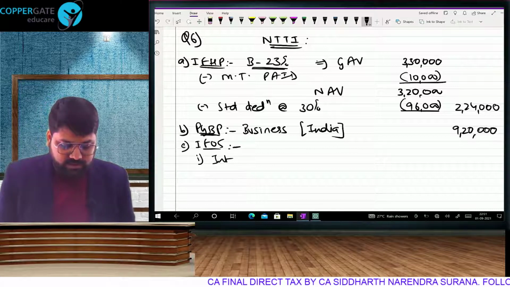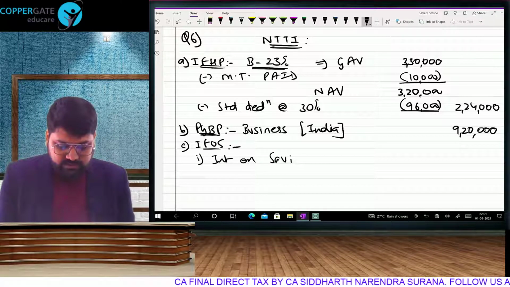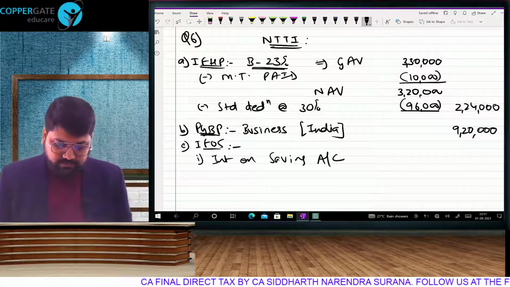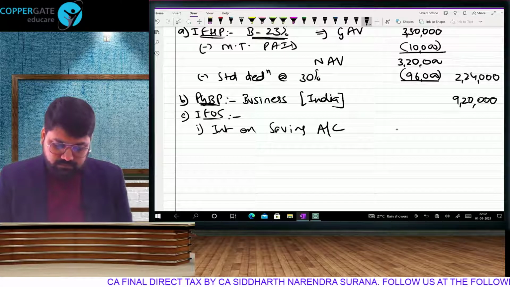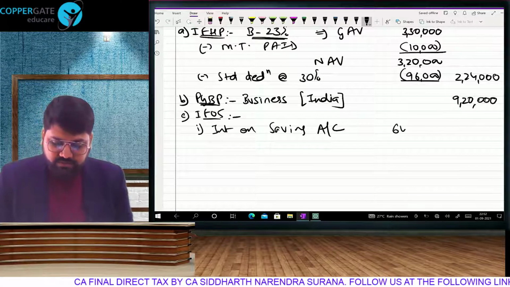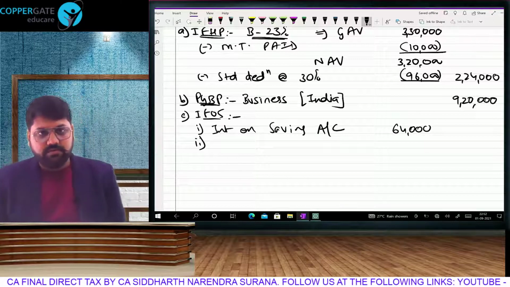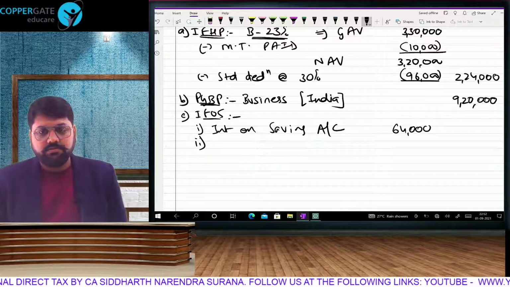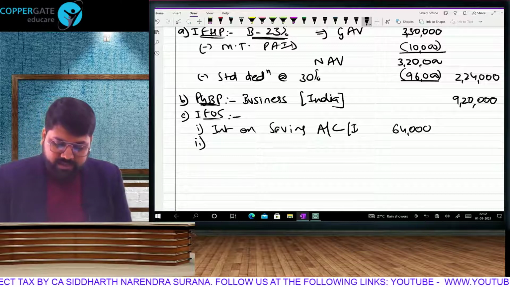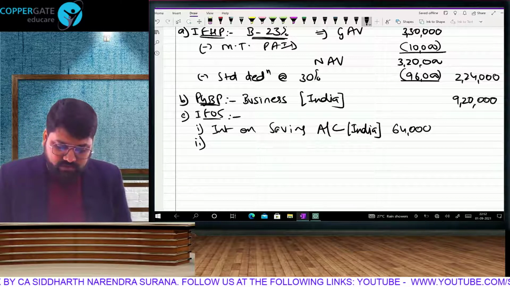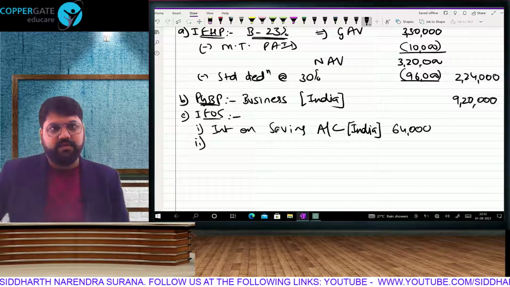Interest on saving account. Part of IFOS. Rupees 64,000. Next. Continue. Read all the incomes. Acha, by the way, for all the incomes, you should mention the country also so that you know whether to give relief or not. Next, please. Sorry. Continue.